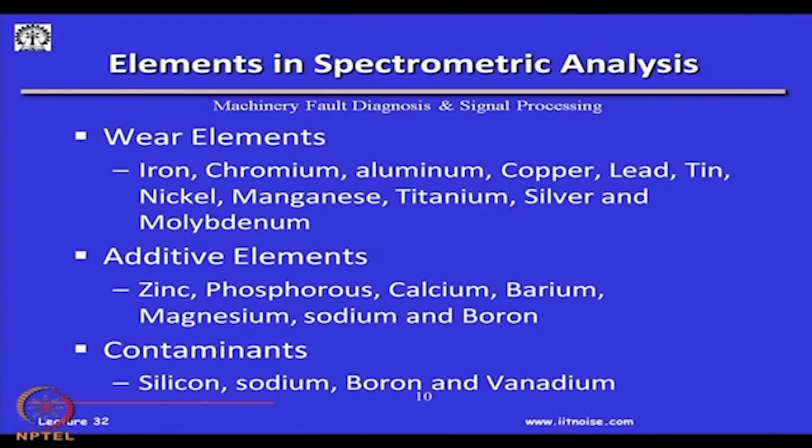Typically, the elements in the spectrometric analysis, the wear elements, are usually iron, chromium, aluminum, copper and lead. Sometimes we give certain additive elements, and then there are the contaminants, usually silicon, sodium, boron and vanadium.